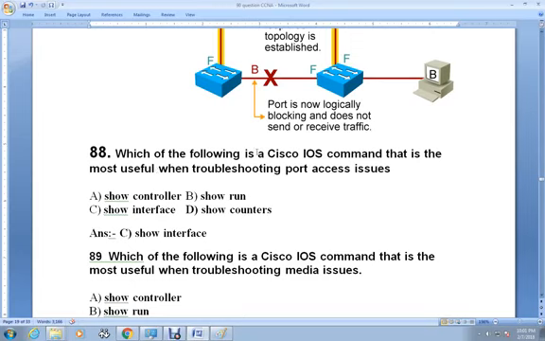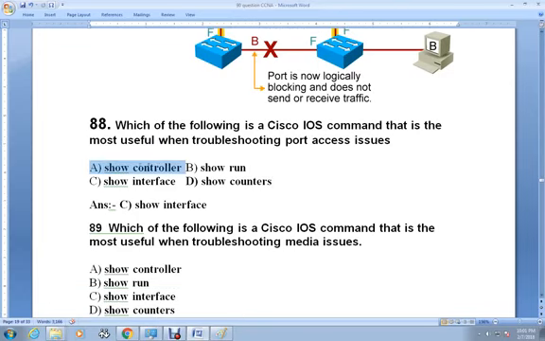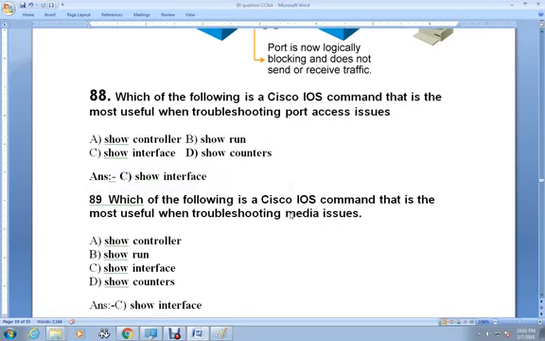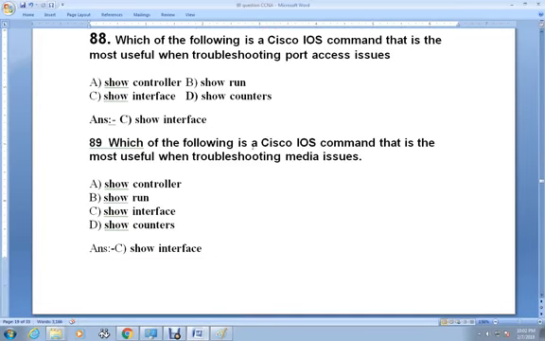Now guys, which of the following is a Cisco IOS command that is most useful when troubleshooting port security issues? If you have some issues in port access, which command will you use? You have four options: show controller, show run, show interface, or show counters. So guys, if it is related to a port, definitely you will have to use the show interface command, because it will give you the details of that particular interface configuration. Similarly, which of the following is the Cisco IOS command that is most useful when troubleshooting media access? Again, you will have to use the same show interface command.